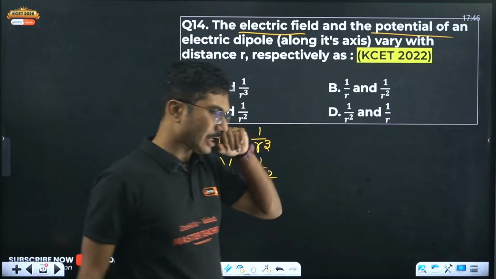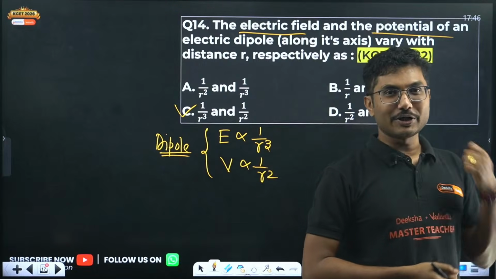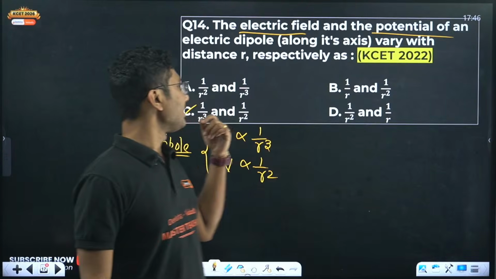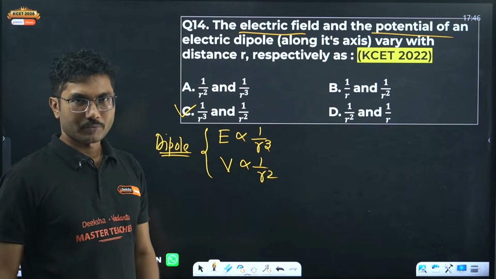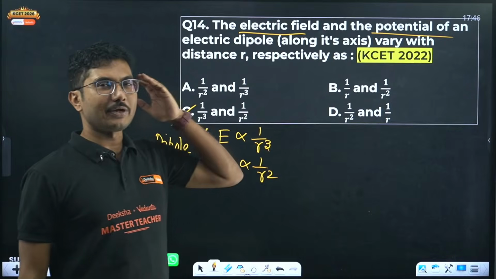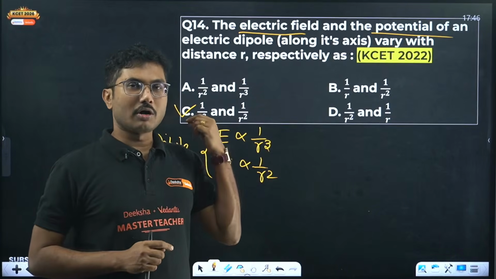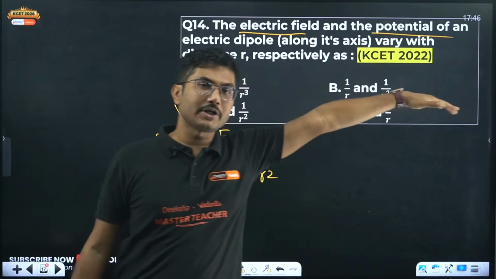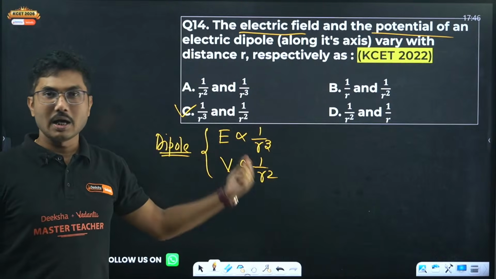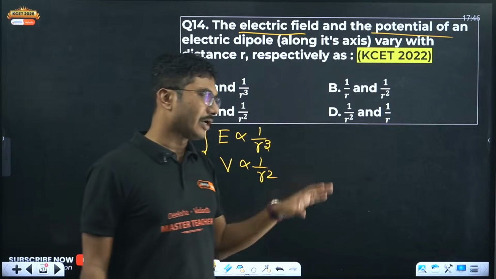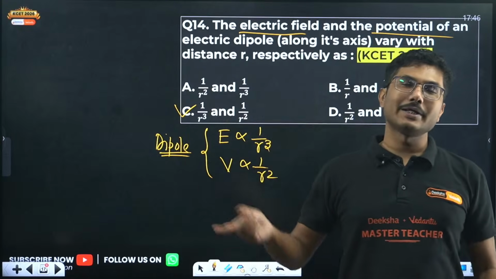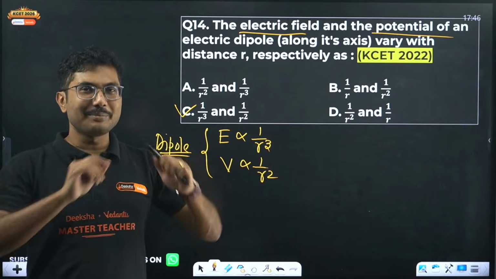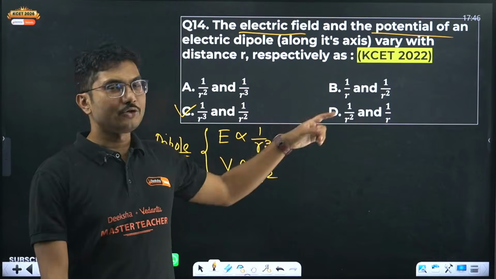Suppose the same question is asked with potential first and then electric field. If they change the order, your answer will change. So whenever you are answering order based or ratio based questions, make sure your answer follows the same order given in the question. Otherwise you will do the hard work and solve it, but write the opposite of what you are supposed to. That is the main trick in ratio based questions.